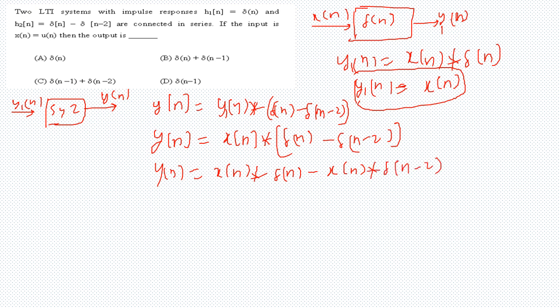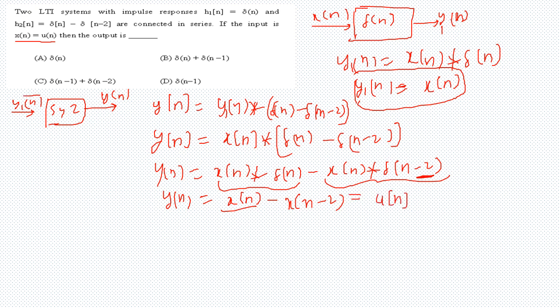Now again you can use the property. This part is just x of n, and this part is x of n minus 2, because there's a delay in the impulse by 2 units, so the same delay is going to come here. But x of n is u of n as given in the question. So this is equal to u of n minus u of n minus 2. This is what we get.